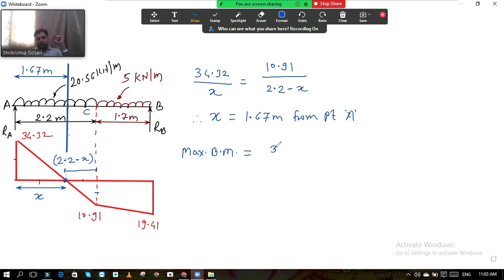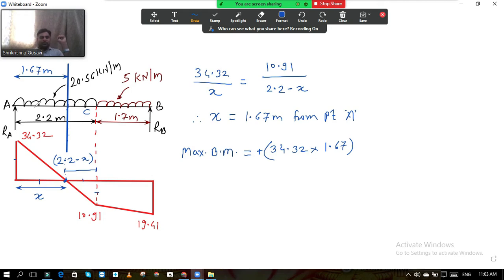So its value is 34.32 multiplied by, we are calculating the moment, so we need to multiply force by the distance. The distance is 1.67. It is moving up, so positive.